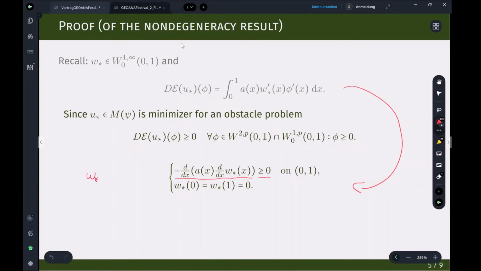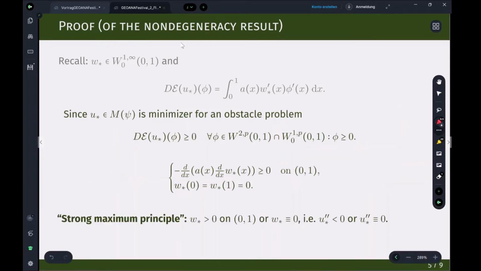Let us also recall that W star is bigger or equal to 0, so 0 is the absolute minimum value it can actually take, and it will take it at 0 and 1, right? And now one could use the strong maximum principle. The strong maximum principle says if a minimum is attained in the interior, then the function needs to be constantly the minimum.